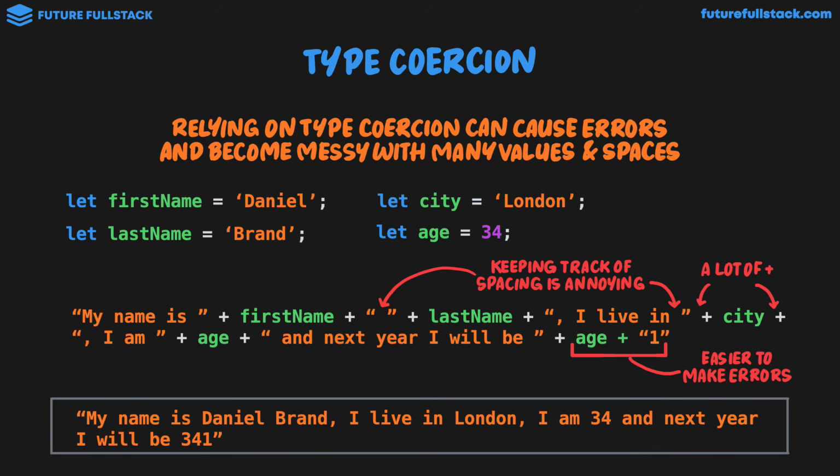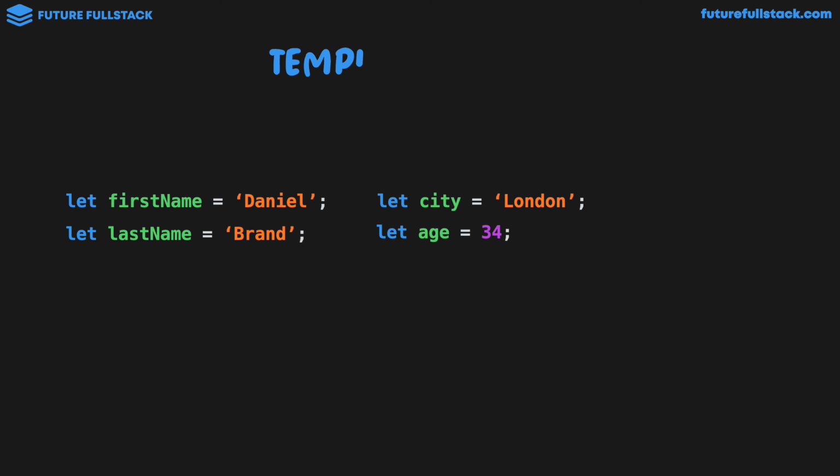Now, being able to output sentences like this onto a web page is really important, because as I mentioned earlier, we don't ever output numeric values to a web page. All text we see on a page is strings, including numbers. So we need an easier way to be able to work with numbers and strings in order to output them on a web page. And this is where template literals come in.